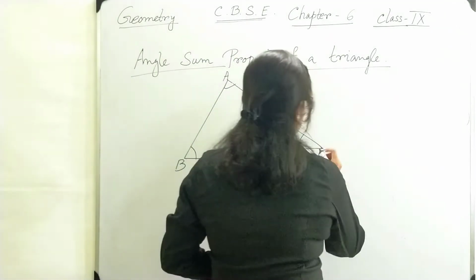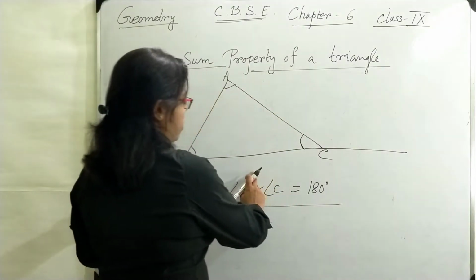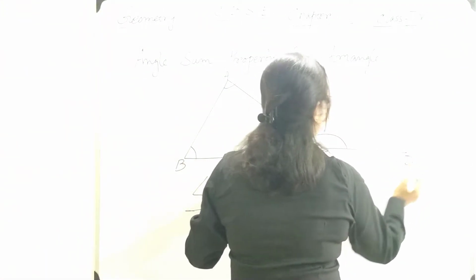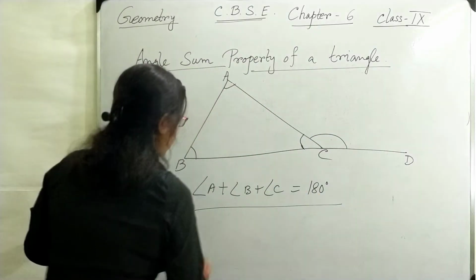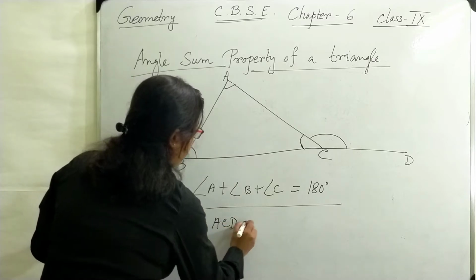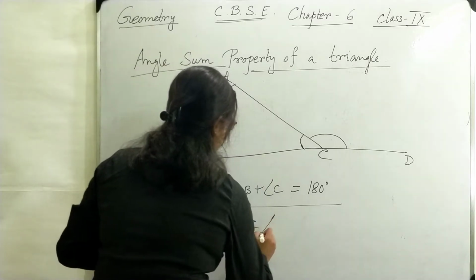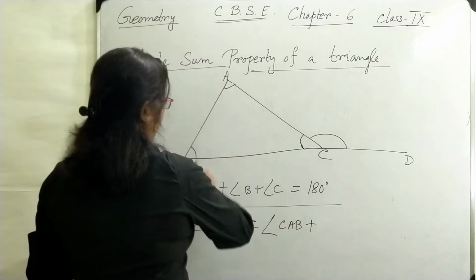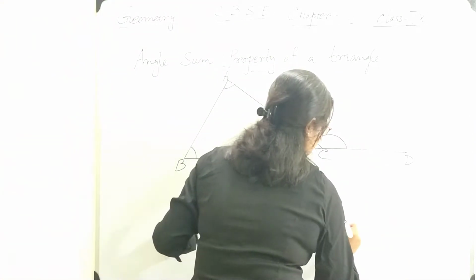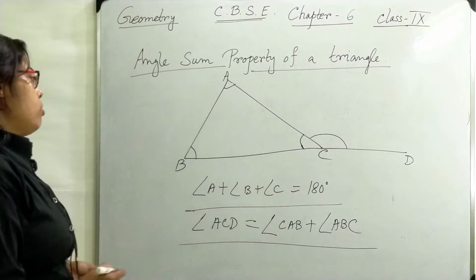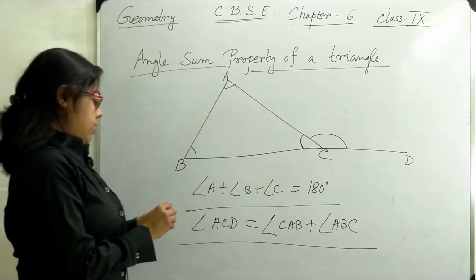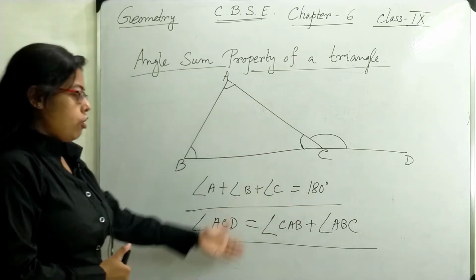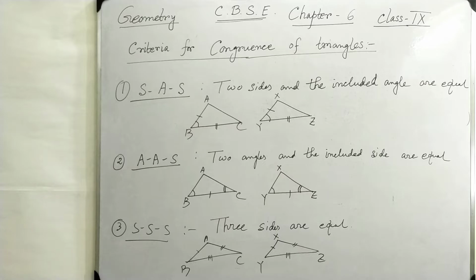Clear? And one more thing is that if we extend any side of the triangle, then we get another angle, angle ACD. Here, angle ACD is equal to the sum of angle CAB plus angle ABC. These are the very basic properties of a triangle, the angle sum property, which are used to prove further theorems. Okay, please note it down. Please look at the board.